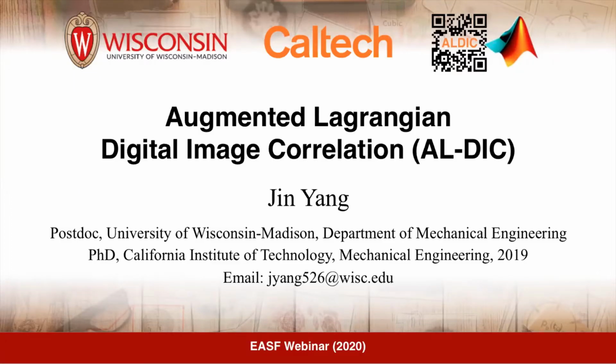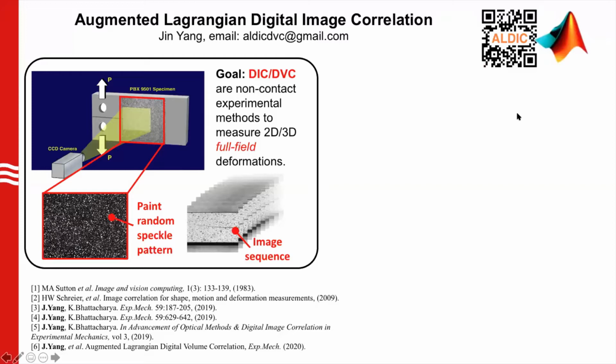So this video is to demo how to use the MATLAB code, the augmented Lagrangian digital image correlation, or I call it ALDIC. Before we start to introduce this method, just a quick recall, what's digital image correlation? DIC is the experimental method to measure full field deformation.